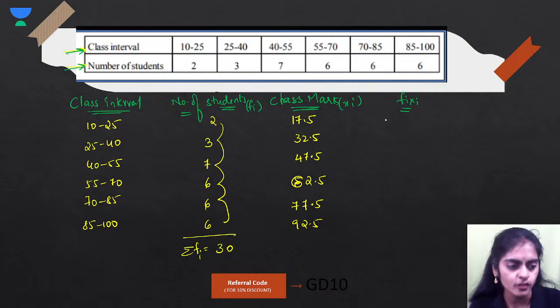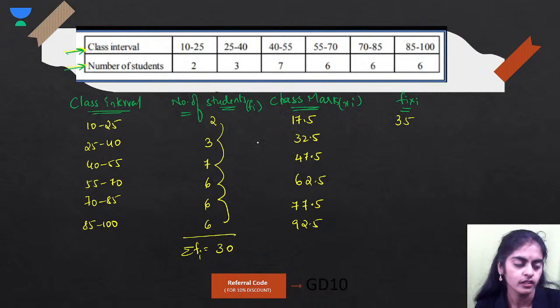Now you just need to find Fi Xi. Let me erase it and write properly. How do you find Fi Xi? This is the product of Fi and Xi. Here you can see the products will be a little difficult. What is the product of Fi Xi? It is 17.5 into 2, which is 35.